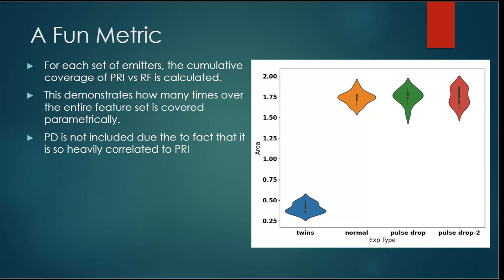But it does allow you to see just how much parametrically each data set covered the RF and PRI space. And you can see that for almost every one, they hover around 1.75, almost covering the entire parametric space twice over. So just something interesting about the data sets to show how densely packed in there they are.